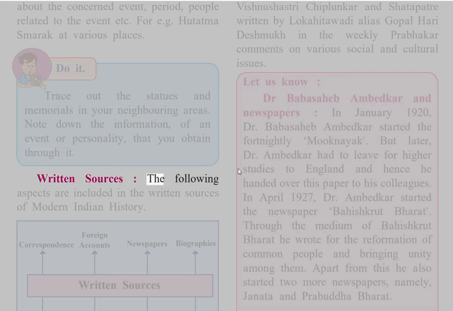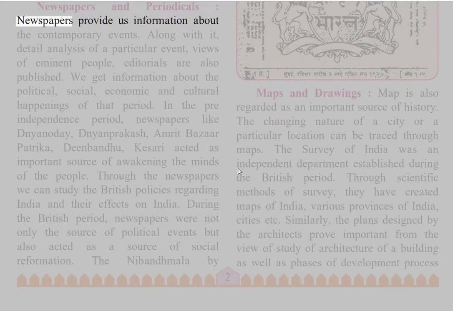Written sources. The following aspects are included in the written sources of modern Indian history. Newspapers and periodicals. Newspapers provide us information about the contemporary events. Along with it, detailed analysis of a particular event, views of eminent people, and editorials are also published. We get information about the political, social, economic and cultural happenings of that period.